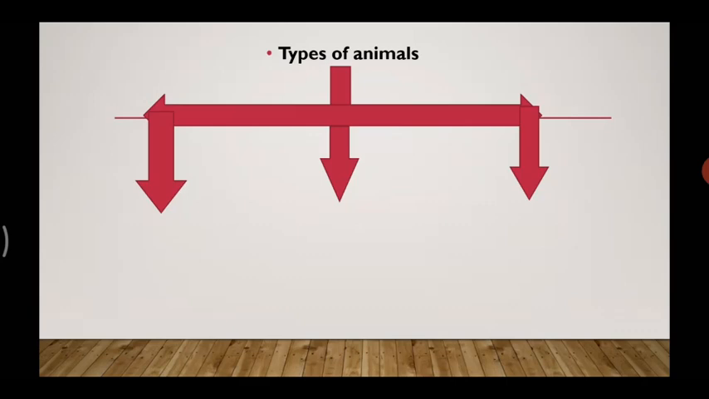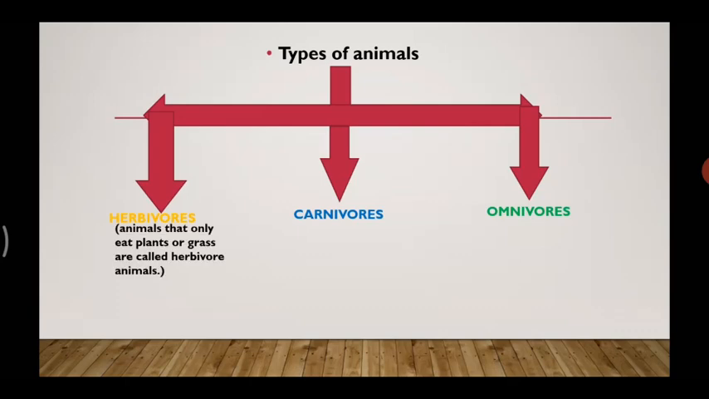The first type is herbivorous. The second type is carnivorous and the third type is omnivorous. Now let's learn about these three types of animals and what their needs are. First we learn about herbivorous animals. Animals that eat only plants or grass are called herbivorous animals. Now, which are the animals like zebras, cows, elephants, rabbits, and giraffes? All these animals are called herbivorous animals.